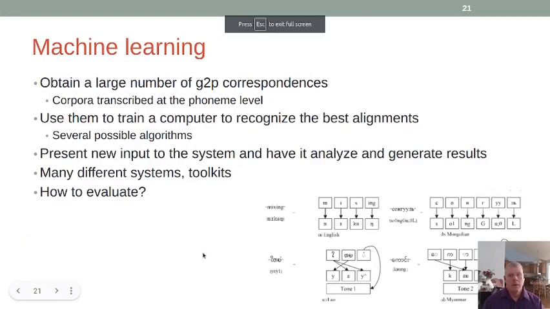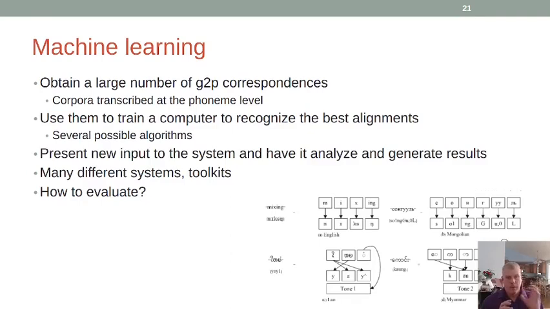Okay, machine learning is another way to approach converting from graphemes to phonemes and vice versa. And so you obtain a large number of G to P correspondences, that is grapheme to phoneme, right? For example, a corpora transcribed at the phoneme level would be like the training data. You use that to train a computer to recognize the best alignments and the best configuration of graphemes to phonemes based on what it sees in the training data. And there are several different algorithms or approaches to doing that. And then you present new input into a system and have it analyze and generate rules, right? That's what machine learning is.